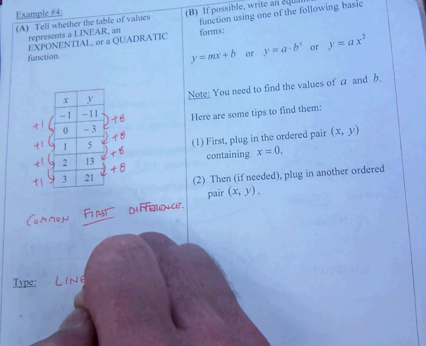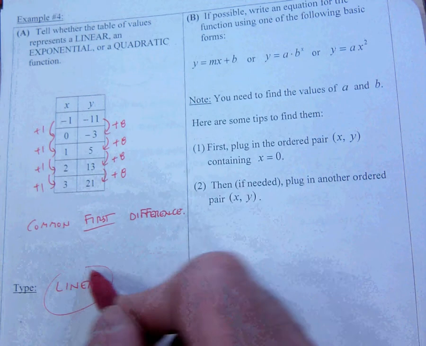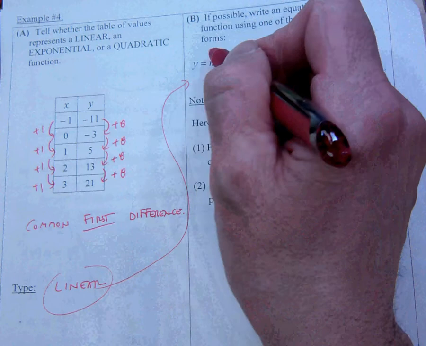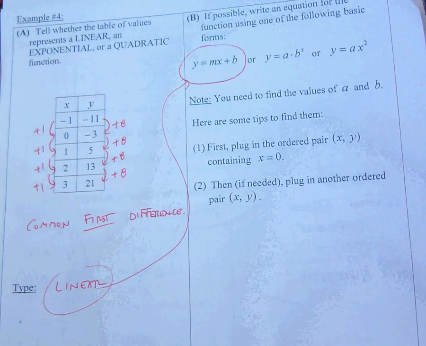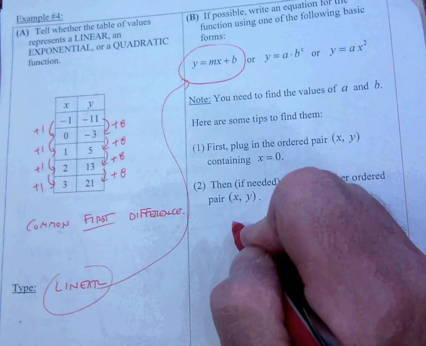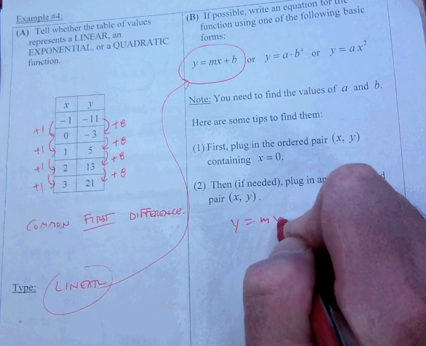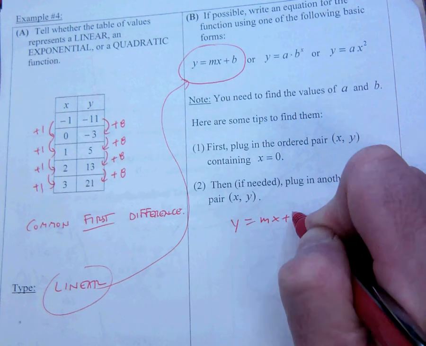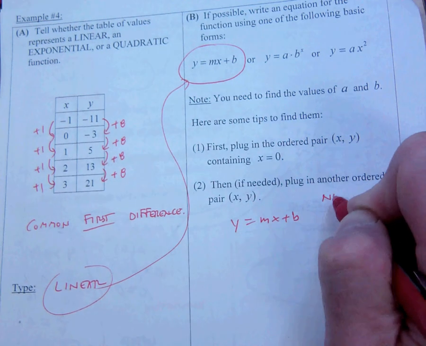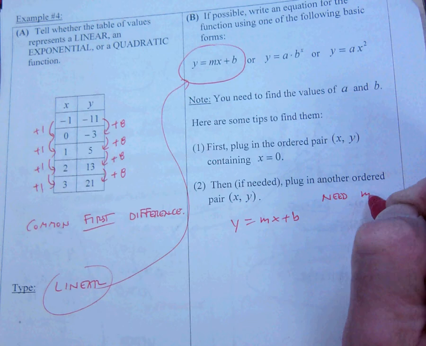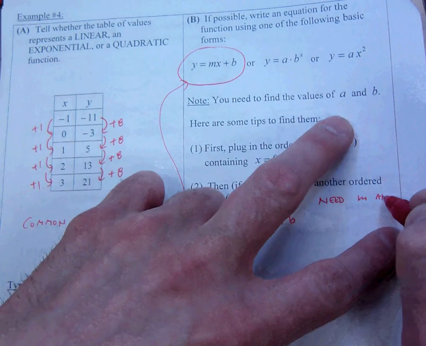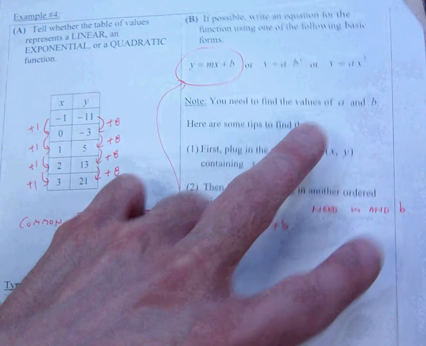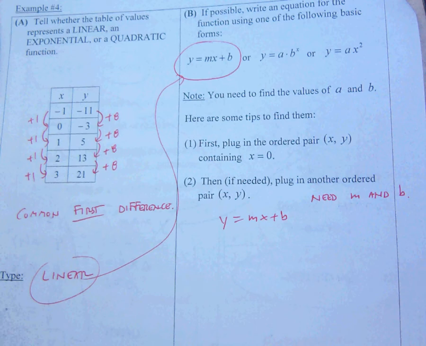Okay, so since it's linear, I'm definitely going to go with this equation, yes? Everybody agree? Okay, and so in this case, we need not A and B, but we need M and B instead of A and B. Are you with me? Yes?